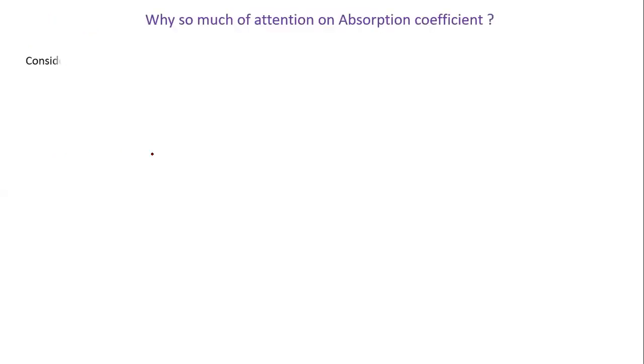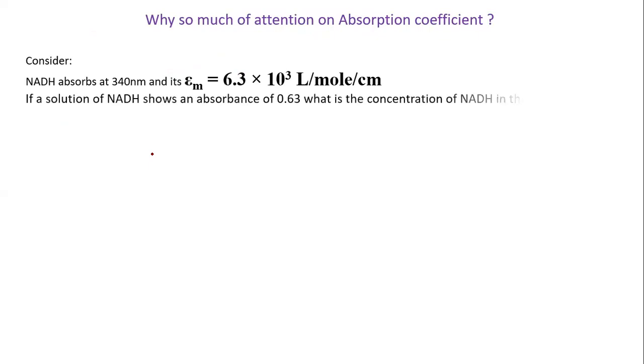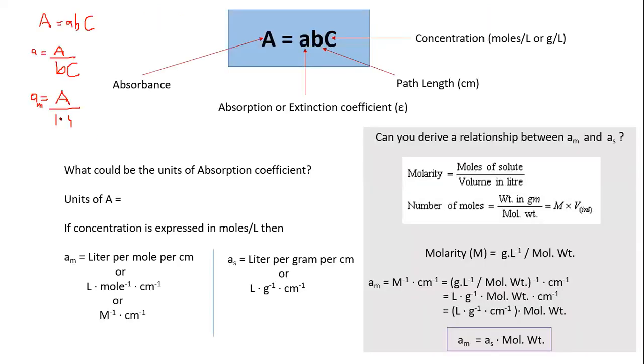Now I'm again putting up this situation in front of you. I ask you this question again: if I say that NADH absorbs at 340 nanometers and its molar absorption coefficient is 6.3 into 10 raised to 3 liter per mole per centimeter, what do you understand? Am I asking a difficult question? What is molar absorption coefficient? We have just found out. It is nothing but absorbance when path length is 1 centimeter and concentration is 1 molar. Can I say this? Right.